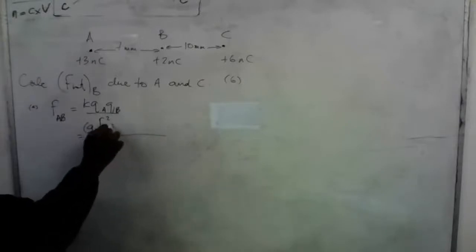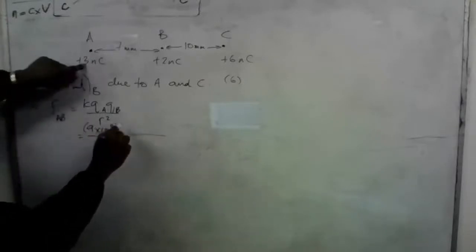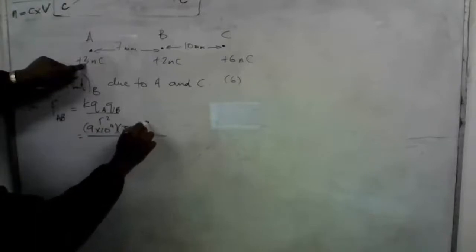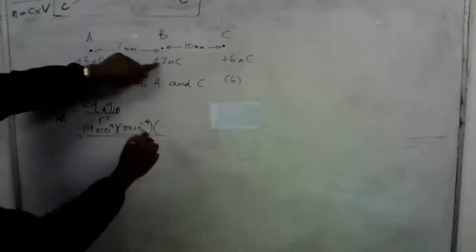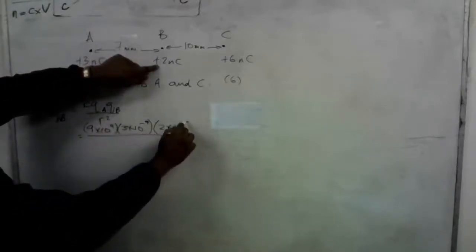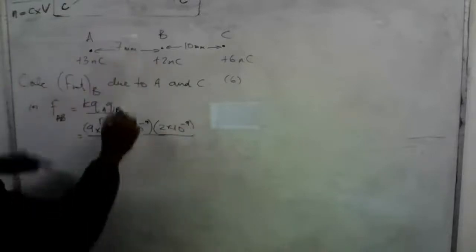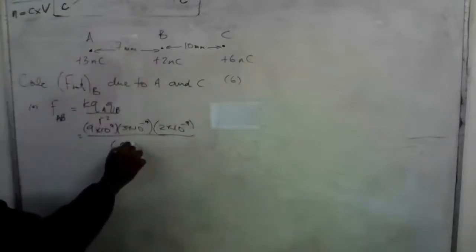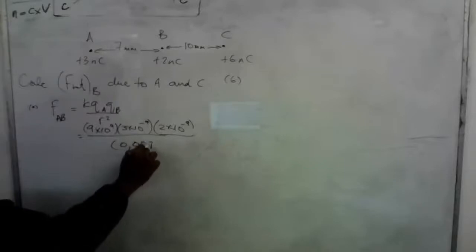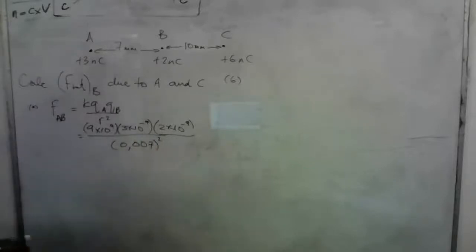Right, 9 times 10 to the 9. QA is 3 times 10 to the minus 9. QB, 2 times 10 to the minus 9. Divided by the distance, which is 0,007 squared. Remember, you need to convert that to meters. I just want to fetch my calculator.